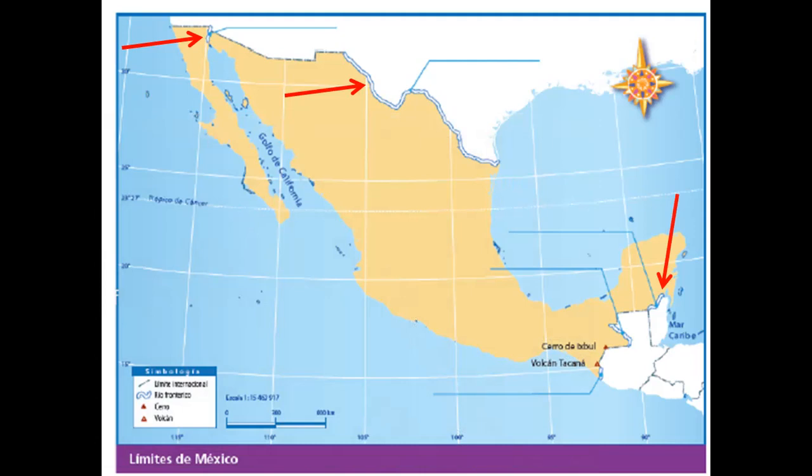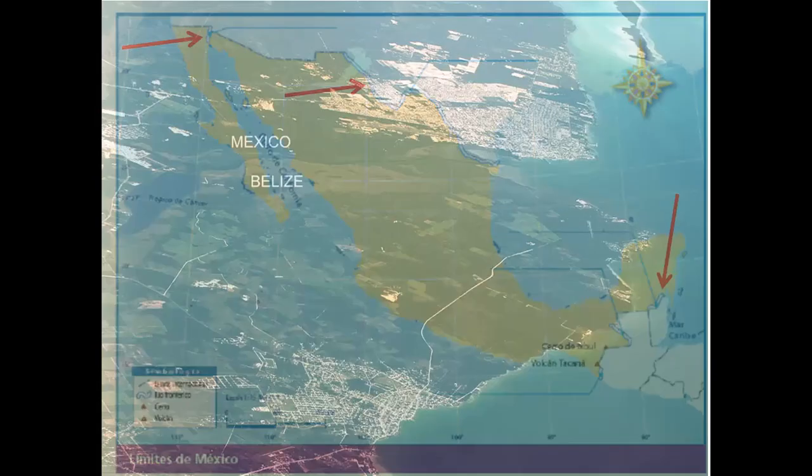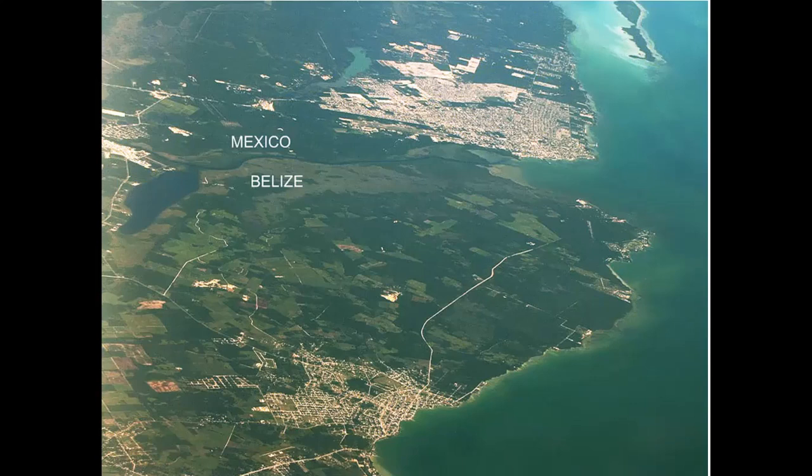Rio Hondo is the river that separates Mexico and Belize in the southern state of Quintana Roo on the Mexican side. Here's a picture of Chetumal, which is the city on the top.